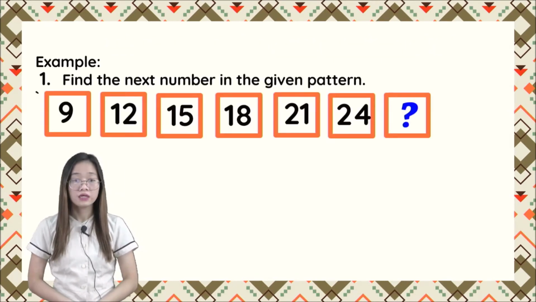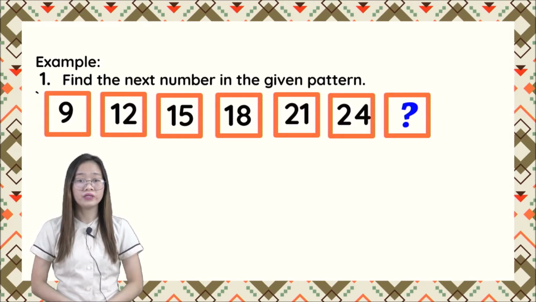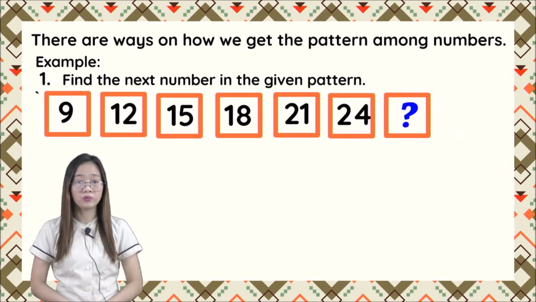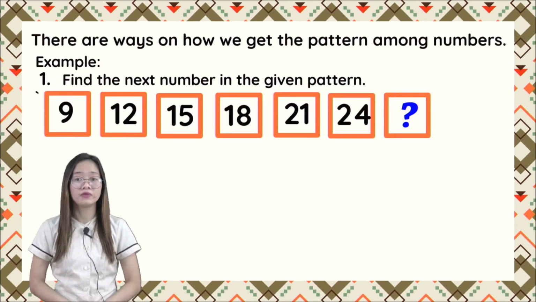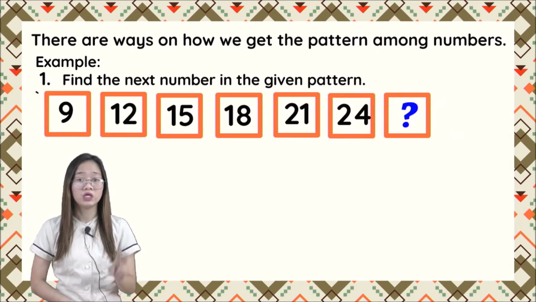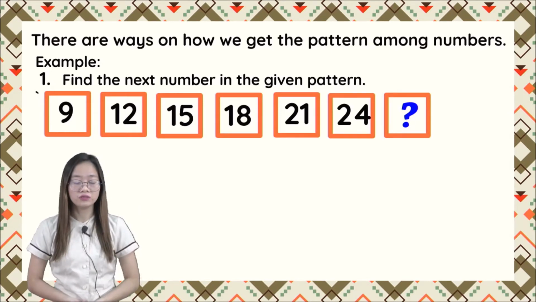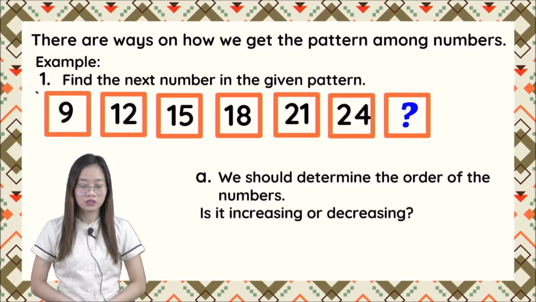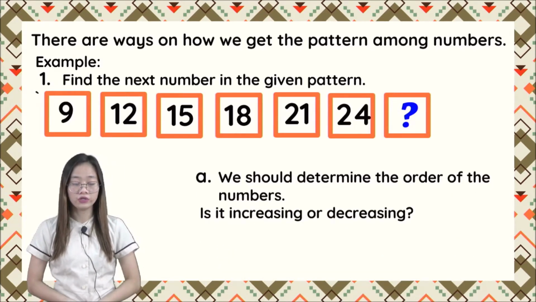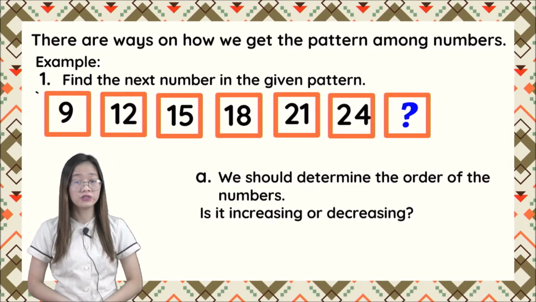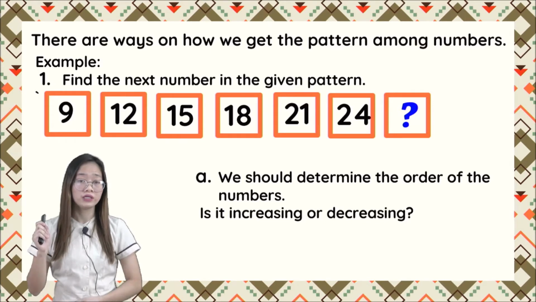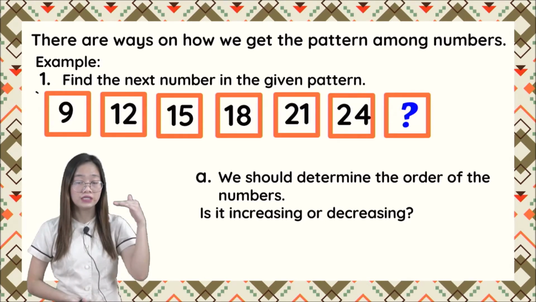Now class, find the next number in the given pattern. There are 2 ways on how we get the pattern among the numbers. Again, we have 2 ways, so you need to remember the 2 ways, class. The first one: we should determine the order of the numbers, if it is increasing or decreasing. A while ago, the numbers given were increasing, okay?